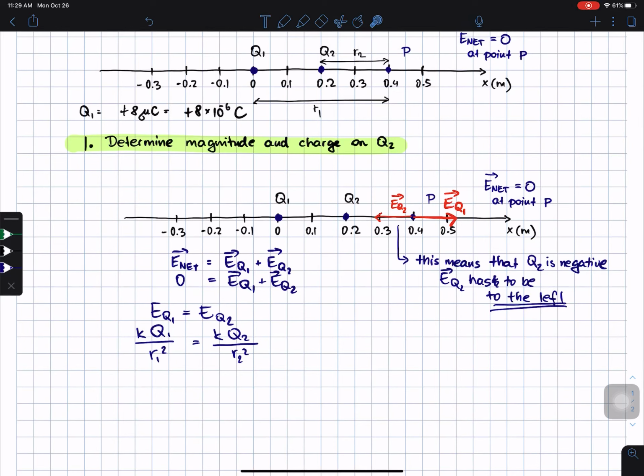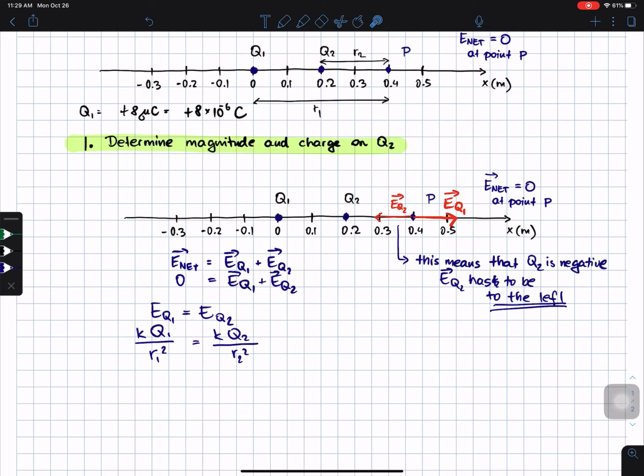Right, so we have a situation where we have two charges. We know that charge 1 is plus 8 microcoulombs. We don't know what charge 2 is, but we know that at a given point P, the net electric field due to these charges is equal to 0. So the first question is asking us to calculate the magnitude and the charge on Q2, meaning is it positive or negative.